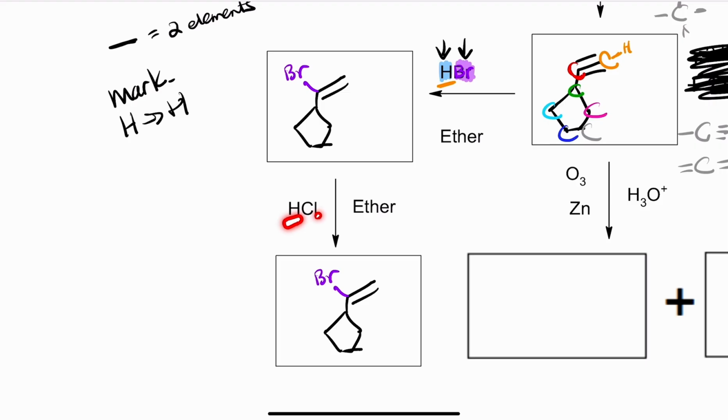And we still have 2 elements. So the hydrogen's going to go where there are hydrogens, which is there. And the chlorine's going to go here. And this double bond disappears because it was used by this chlorine and this hydrogen you don't see.